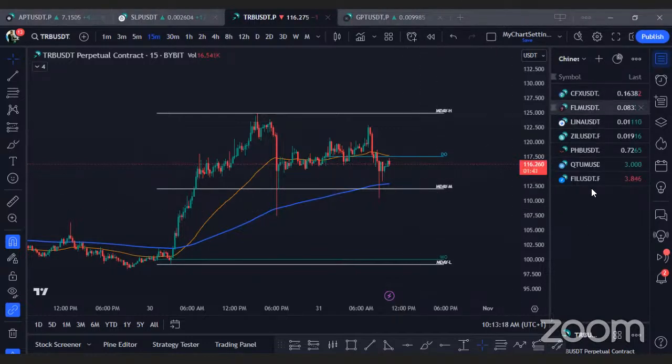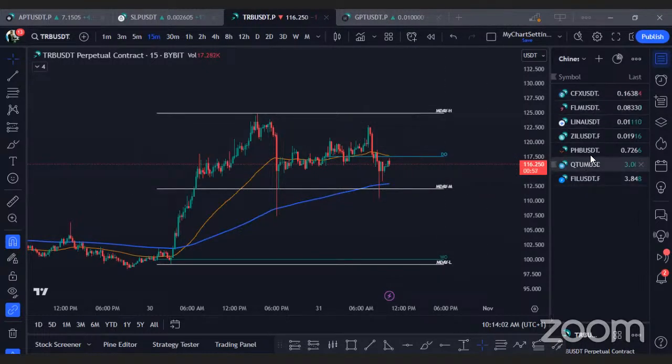CFX, for those of you who were trading this early this year, was giving a lot of money. When it started pumping, we entered FLM, we entered Lina. We have ZIL, PHB, Quantum, Filecoin. Anyone I come across that is related to a Chinese project, I just note them down, because when they want to pump, they have a way of doing their stuff. And when they want to dump, they dump as if somebody is pursuing them. And I have CFX in my long-term portfolio, I think.